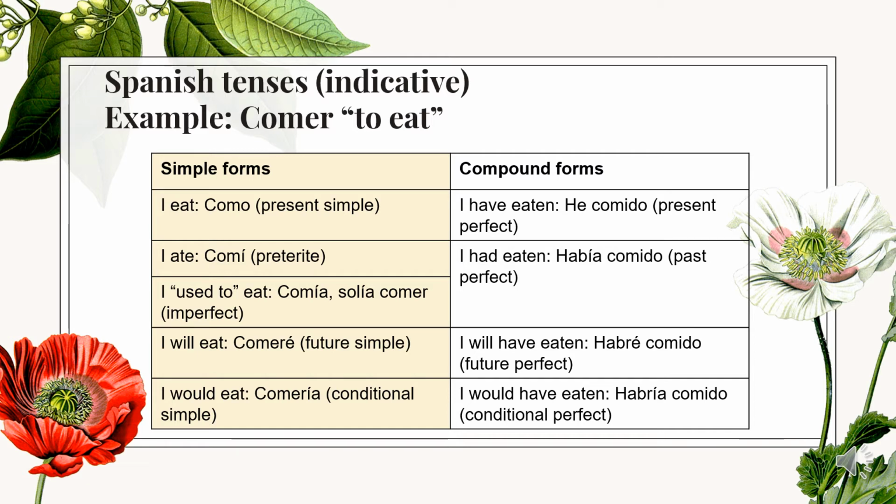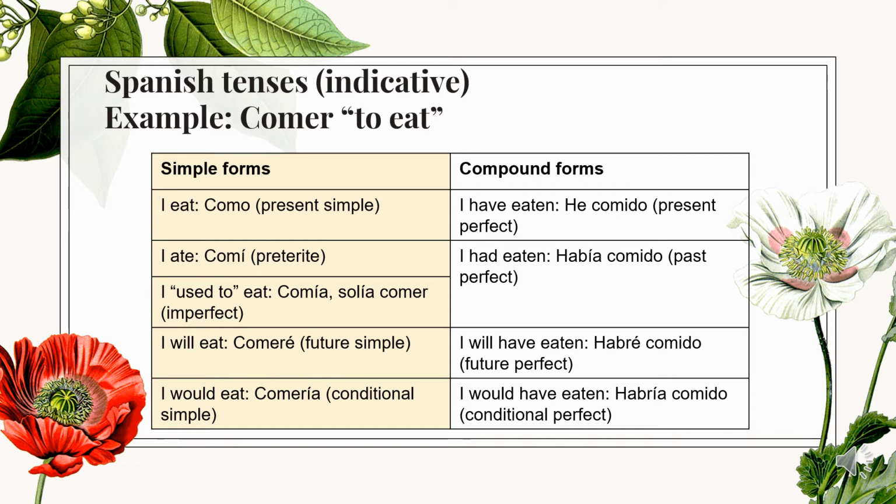I will have eaten. It's a plan for the future. So, for example, by 2030, I will have graduated from university. En el 2030 me habré graduado.